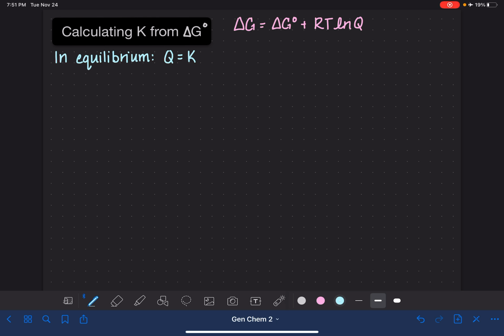Also, when we are in equilibrium, the value of our non-standard delta G is going to be equal to 0. This is one of the things that we talked about when I first introduced delta G. I told you that for a spontaneous process, the value of delta G is negative. For a non-spontaneous process, the value of delta G is positive. And for a process that is in equilibrium, the value of delta G is 0.